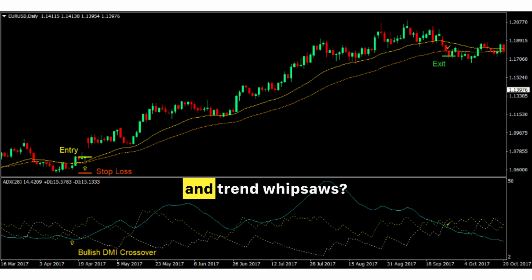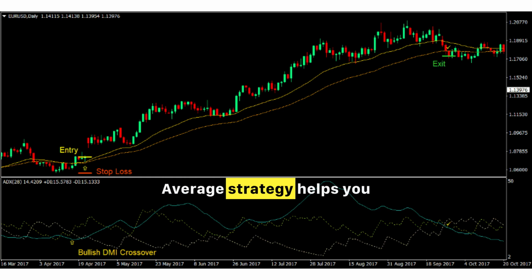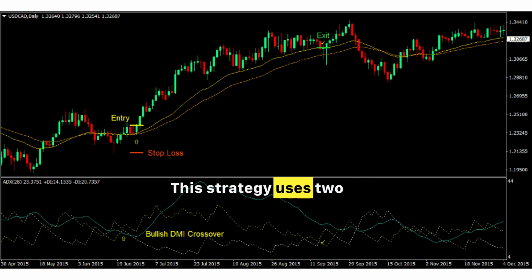Tired of late signals and trend whipsaws? This directional modified moving average strategy helps you catch cleaner trend entries and reduce noise, even in choppy markets. This strategy uses two key tools to define trend and entry.